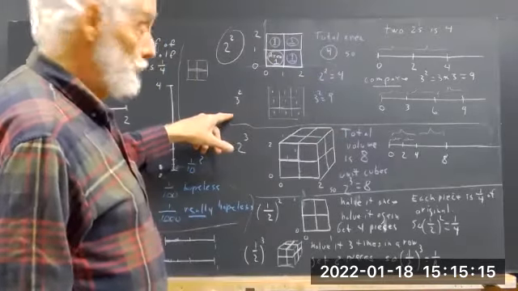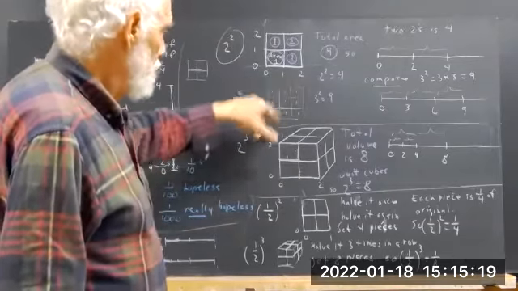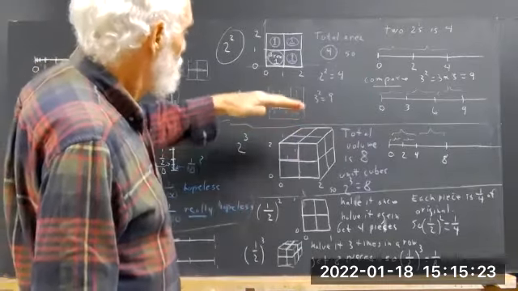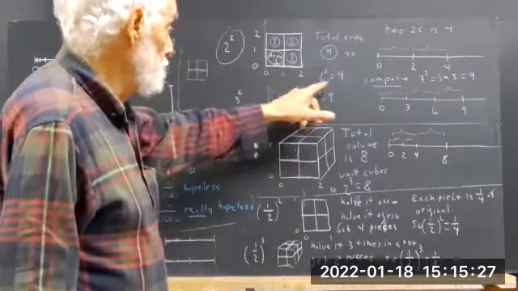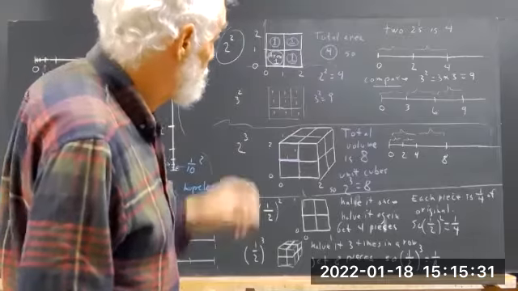Here's a picture of 3 squared. We take a square and we divide it into 3 parts this way. And then we divide each of those parts into 3 parts by cutting it here and here. We get 3 squared equals 9, because there are now 9 of these regions.